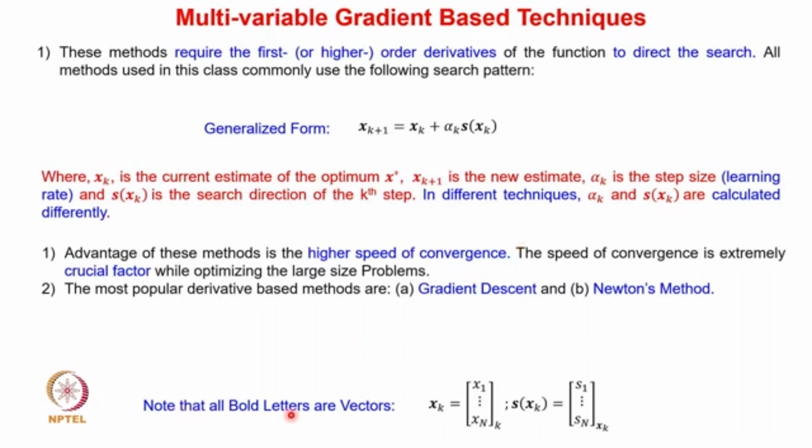You can see that all the bold letters used in this equation are vectors. x k is the column matrix given as x1, x2 all the way to xn, and s x k is the direction with respect to each of these variables. These are given as s1, s2 all the way to sn at the kth iteration.